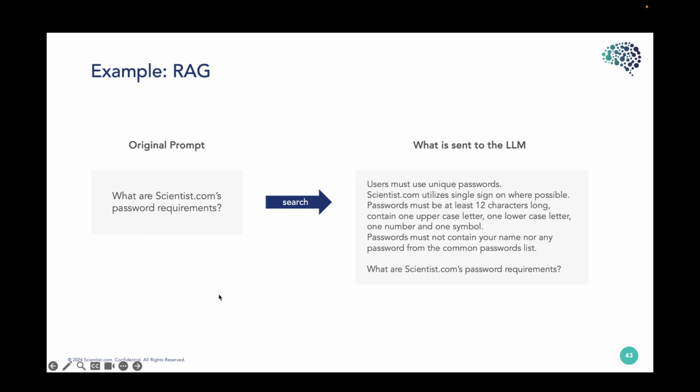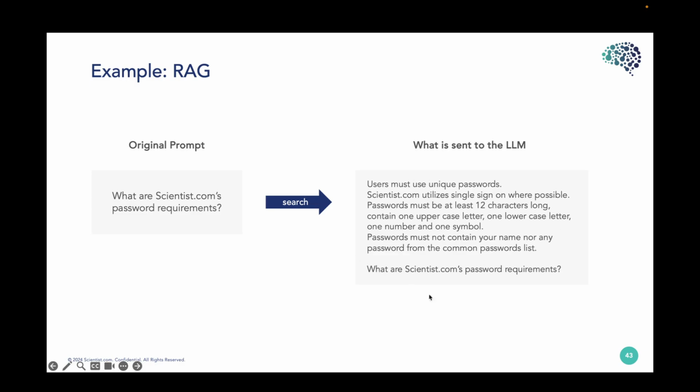Now, a base LLM isn't going to know anything about our password requirements, but if we feed this to our RAG database first, the resulting prompt is going to be something like, users must use unique passwords. That's going to be a sentence in our security policy. We use single sign-on where possible. Passwords must be at least 12 characters long. These are all going to be chunks of text that came out of our RAG database, and we're going to prepend that to the prompt.